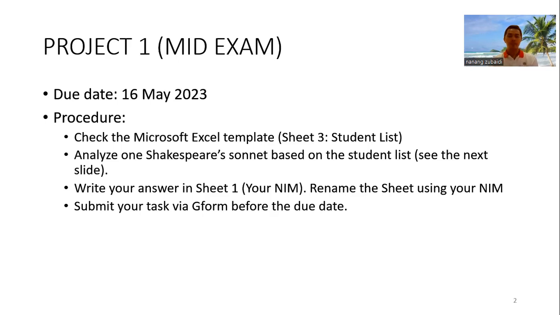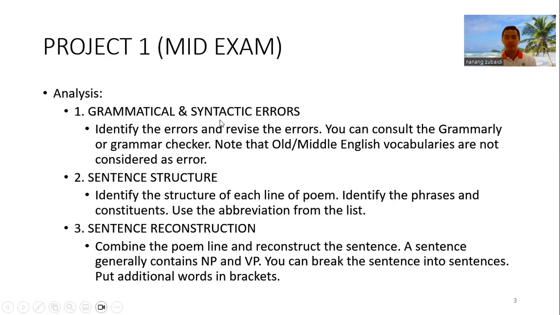For the procedure, first you need to check the Microsoft Excel template on sheet 3, check the student list, and then check your name as well as the sonnet number you will be assigned. Afterwards, analyze one Shakespeare sonnet based on the student list, and then write your answer in sheet 1 using that Microsoft Excel template. Rename the sheets using your name. Lastly, submit your task via GForm before the due date, which is 16 May 2023. So this is the procedure of the analysis.